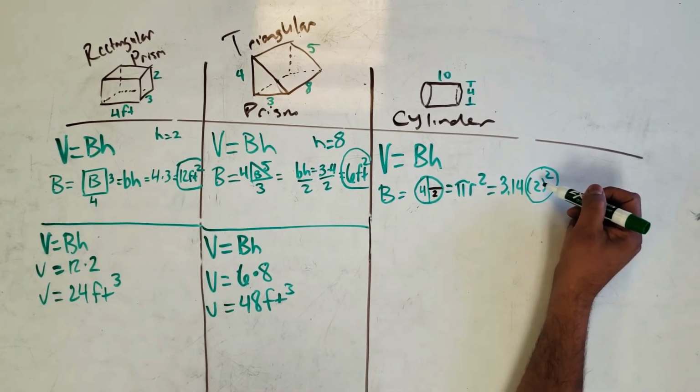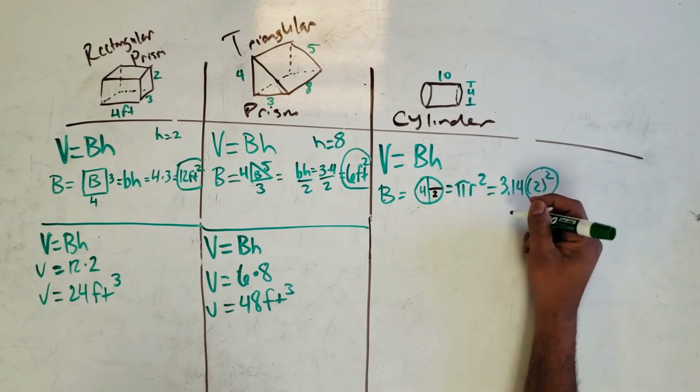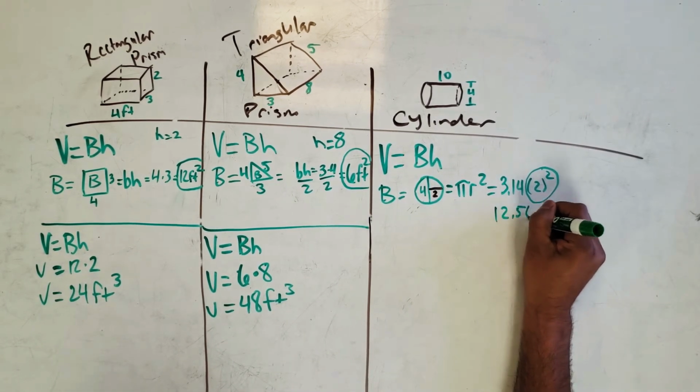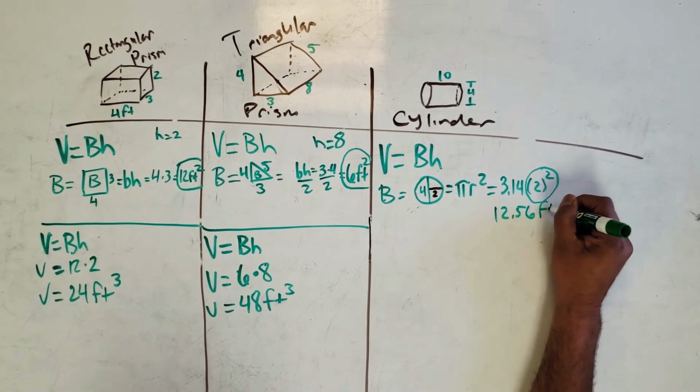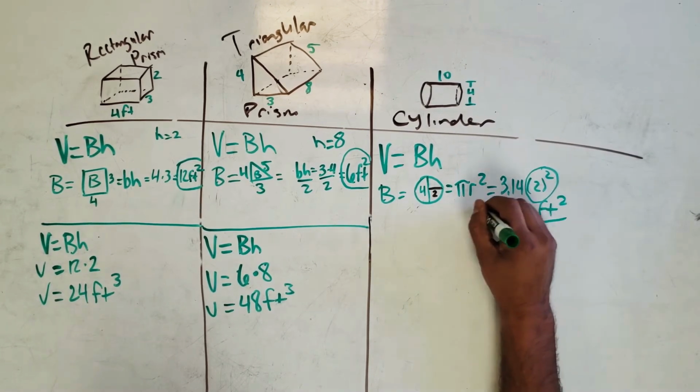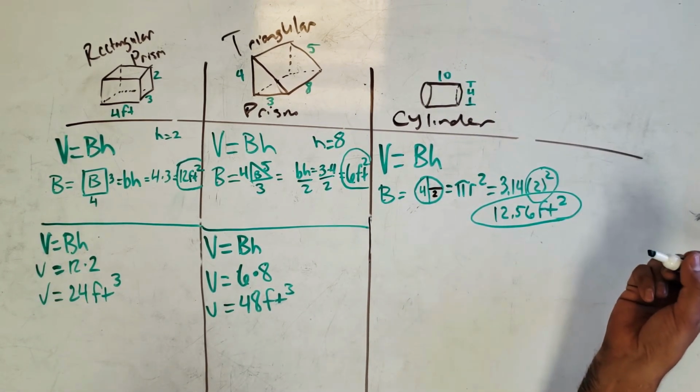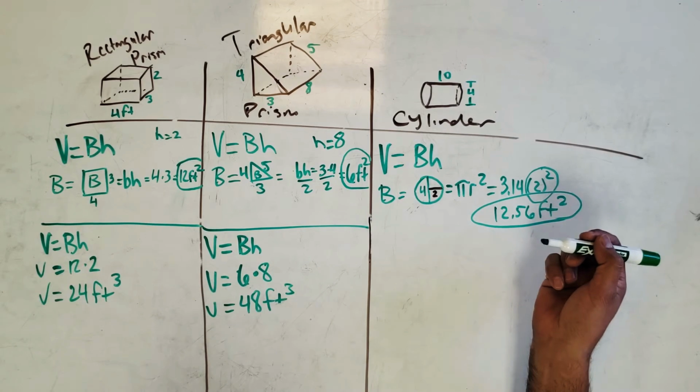So 2 times 2 is 4, and then times 3.14 is 12.56. And this is going to be feet squared. So that's our big B. That's our area of the base.